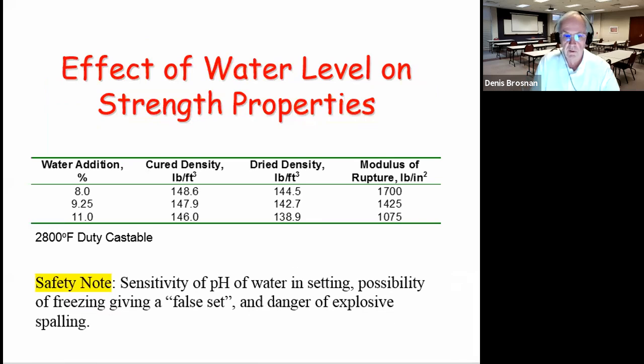Now here's some work I did a few years ago that looked at water addition, and the same castable material. I just varied the water addition. You can see more water, the cured density and the dry density went down. You're separating the particles by adding more water, aren't you? And look at what happened to the modulus of rupture. It went dramatically down as you added more water.